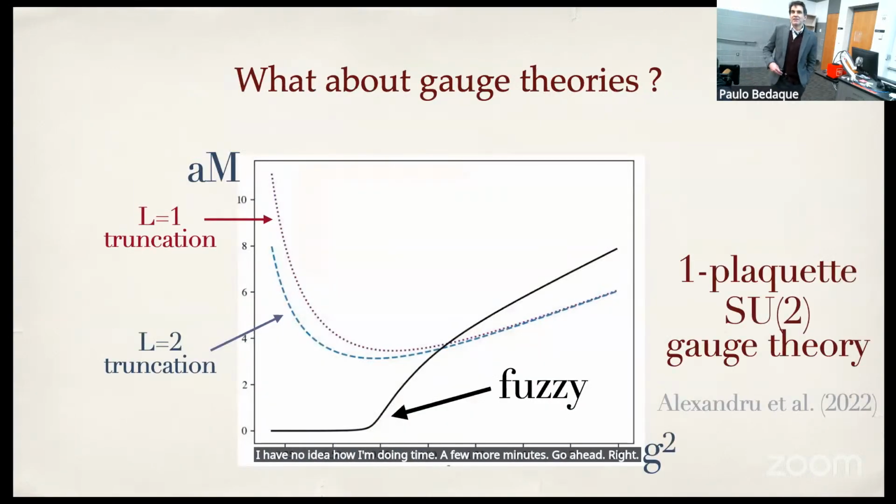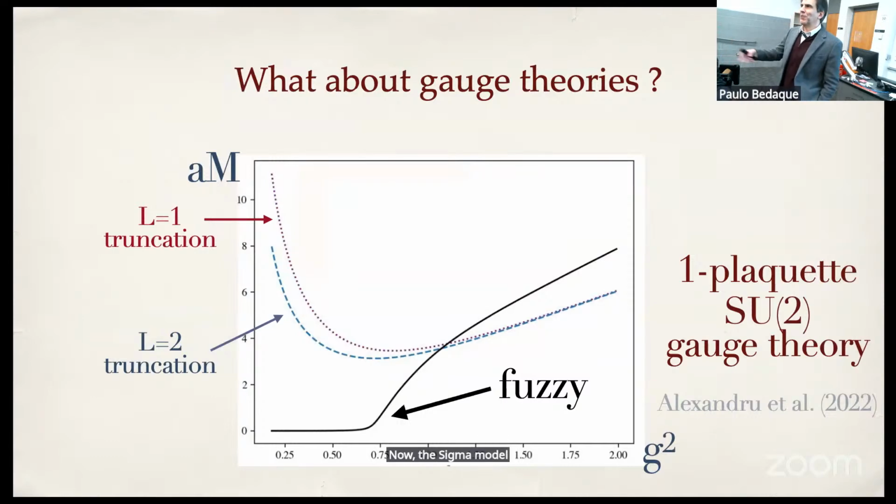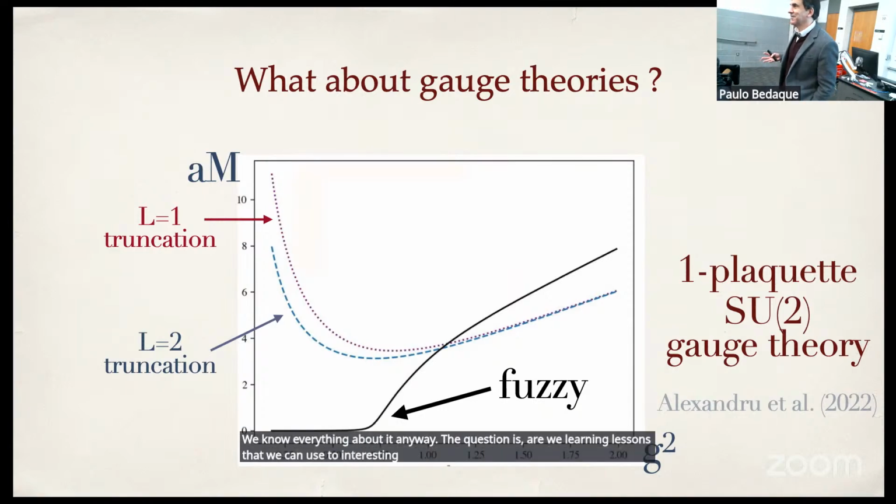Now, the sigma model is just a little toy. It's a solvable model. Nobody cares. We know everything about it anyway. The question is, are we learning lessons that we can use for interesting problems like gauge theories? It's the only thing that matters.